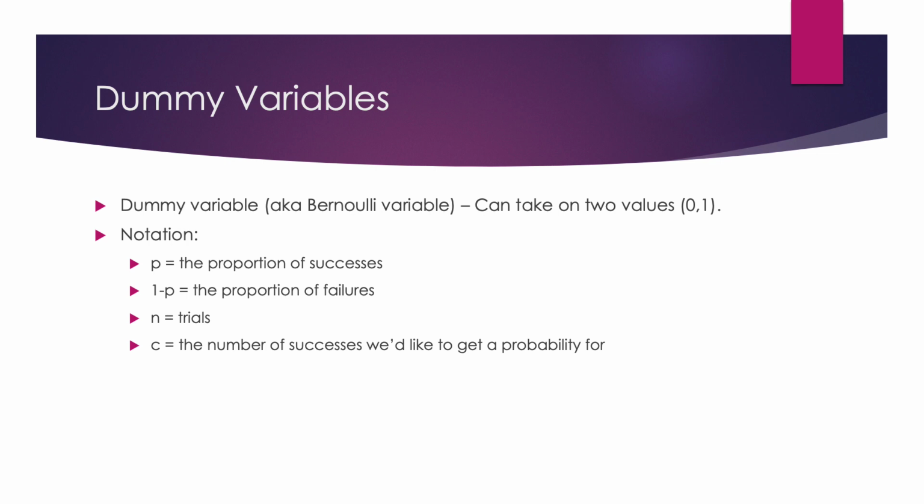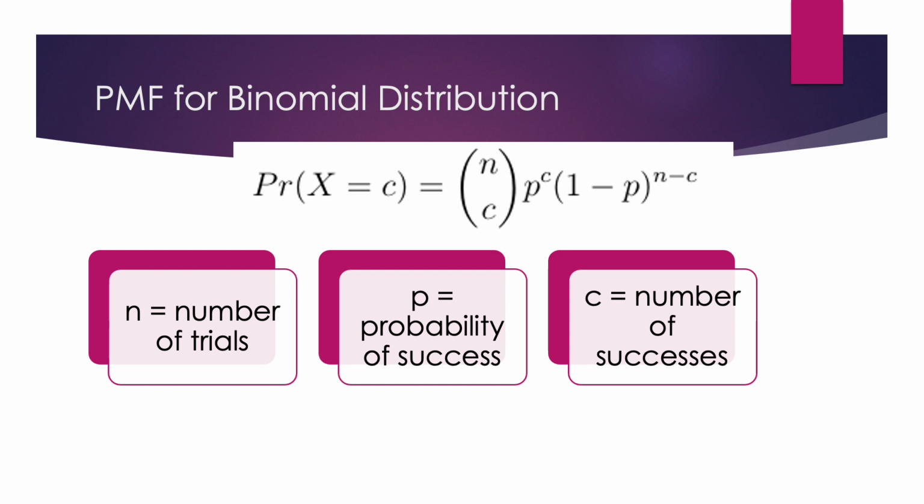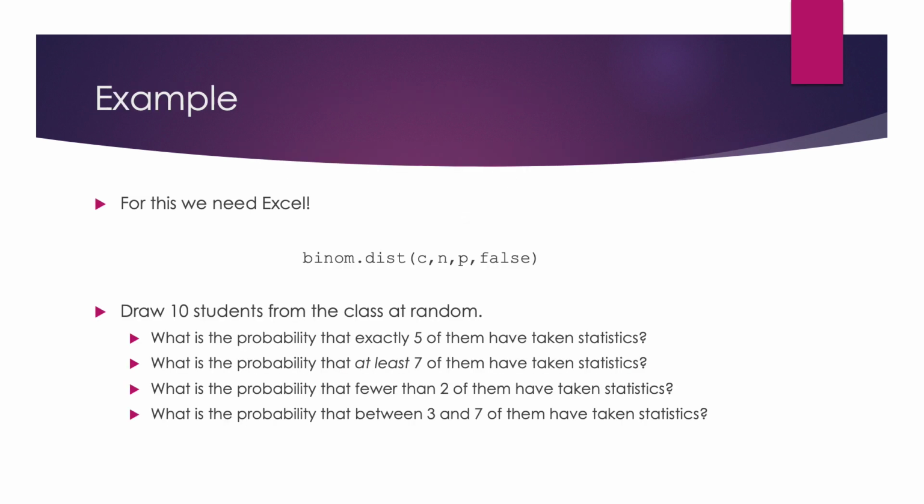So the equation for a binomial distribution is right here on this slide, where n is our number of trials, p is the probability of success, and c is our number of successes that we would like to obtain a probability for. Since I'm obviously not going to make anybody solve that big equation by hand, we're going to use Excel for this in the next corresponding video. But before we start, I'll give an example.